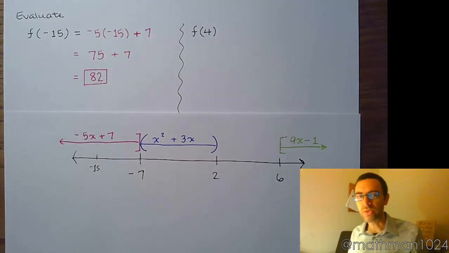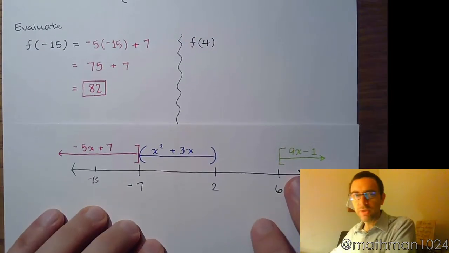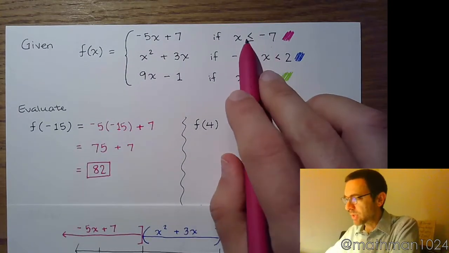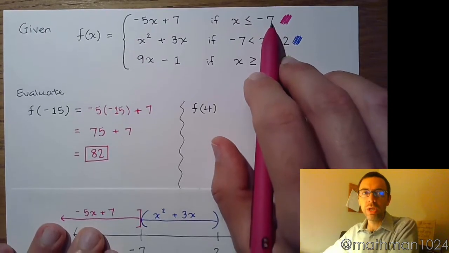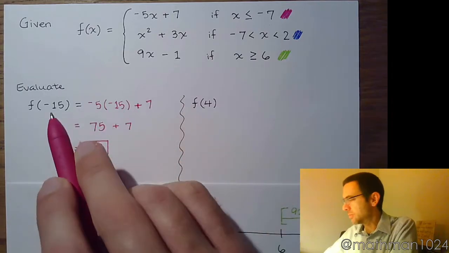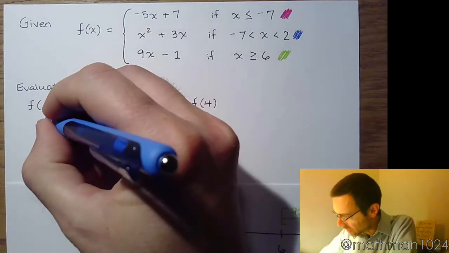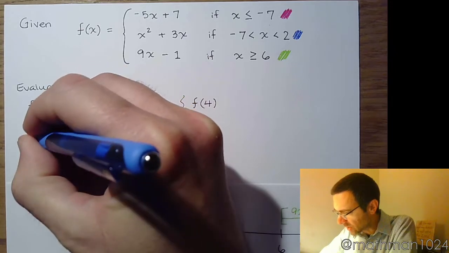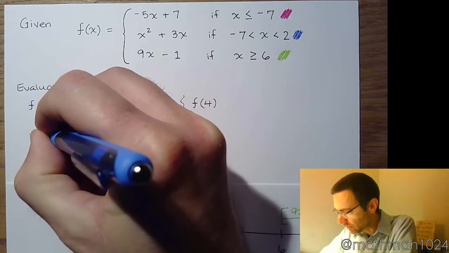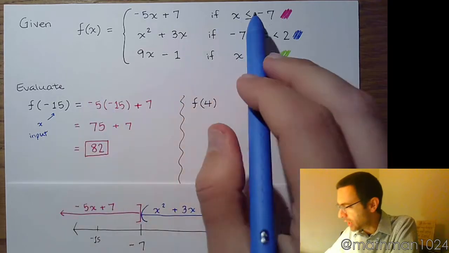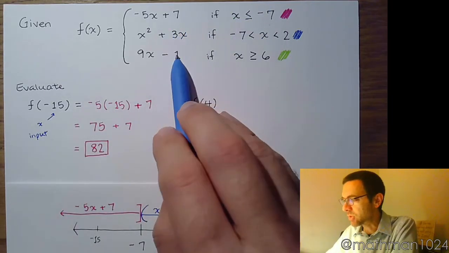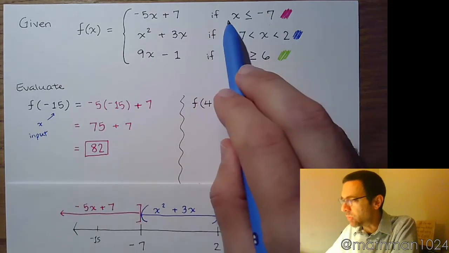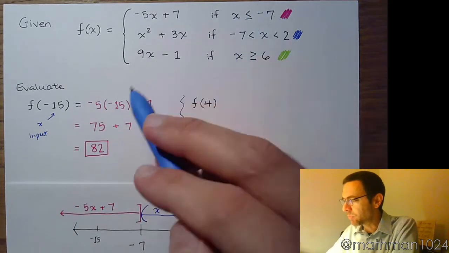Now, I have a lot of students that get kind of thrown off here and they say, wait a minute. You get 82, but this piecewise defined function says less than or equal to negative 7. Well, pay attention to what you're doing, okay? So your input, this guy right here, this is x. This is your input value. The input value is what you use to figure out what region it falls into and what piece of the function you use. So my input value was less than or equal to -7.